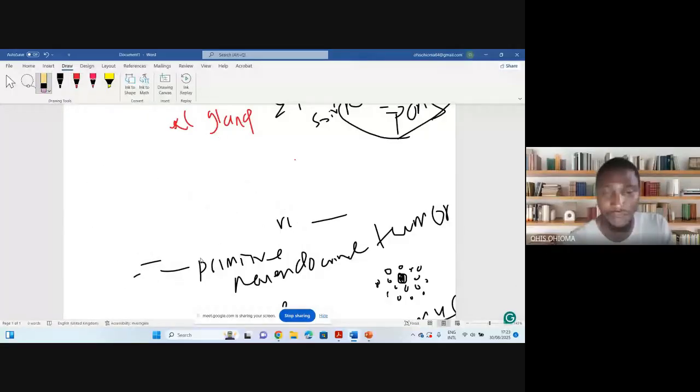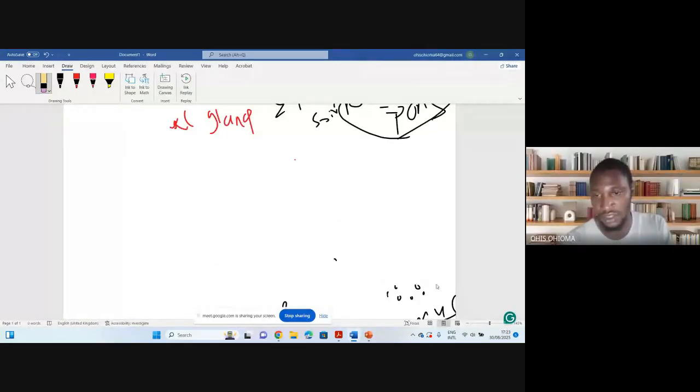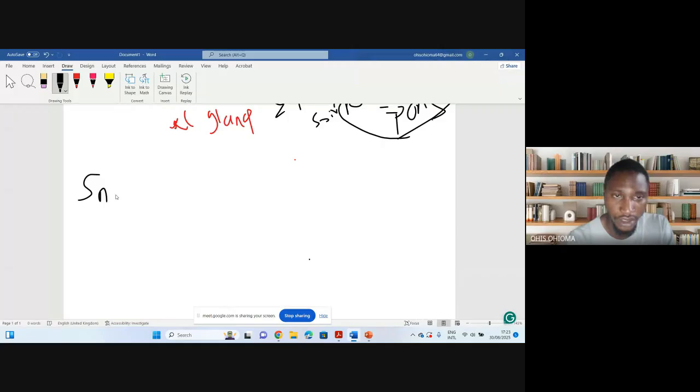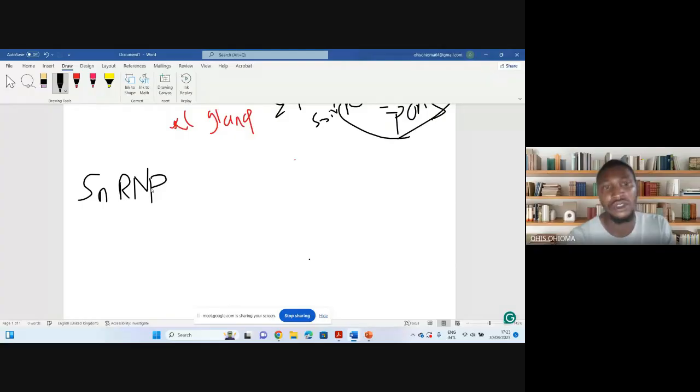I usually bundle this up a lot, so let me just explain it here. Doc, can you say what the name is again? Small nuclear ribonucleoproteins. Yeah. So their basic function is to help in the production of a spliceosome.